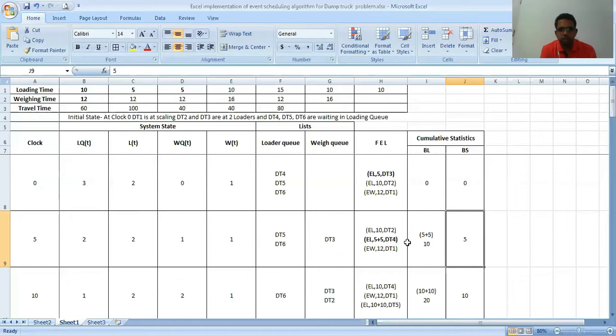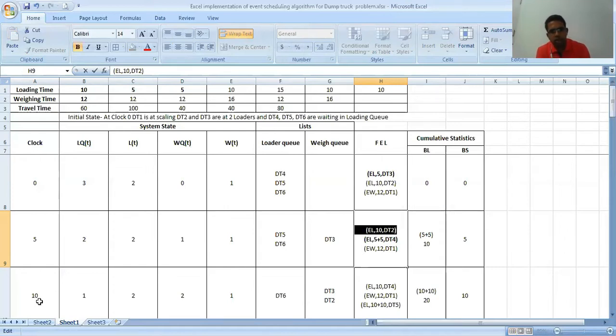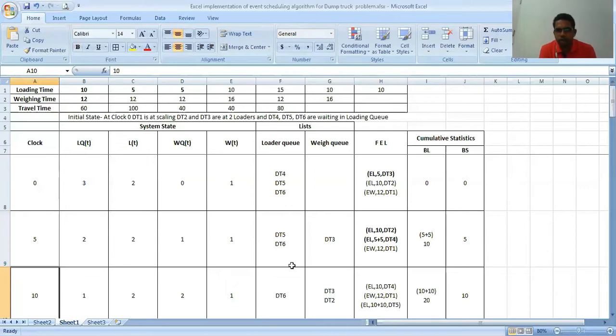Next, because EL, 10, DT2 is the next imminent event, we advance the clock to 10, removing that notice from the future event list. When advancing the clock with respect to the end of the loading time, you are going to decrement LQT by 1, and L of t will remain the same.